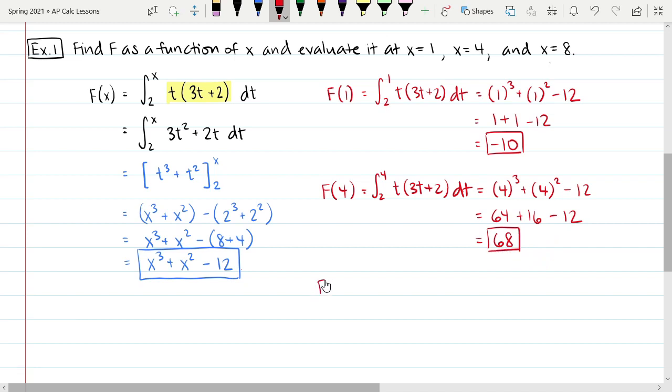And then finally for F of 8. So again, this is really the integral from 2 to 8 of t times 3t plus 2 dt. But now we're really doing 8 to the third. That'll be a pretty big number there. Plus 8 squared minus 12. And don't worry, I would not give you numbers like this on a non-calculator section and expect you to deal with it, not because I don't think you can, but just because I don't want you to spend that kind of time doing that by hand. So this would end up giving you 564.